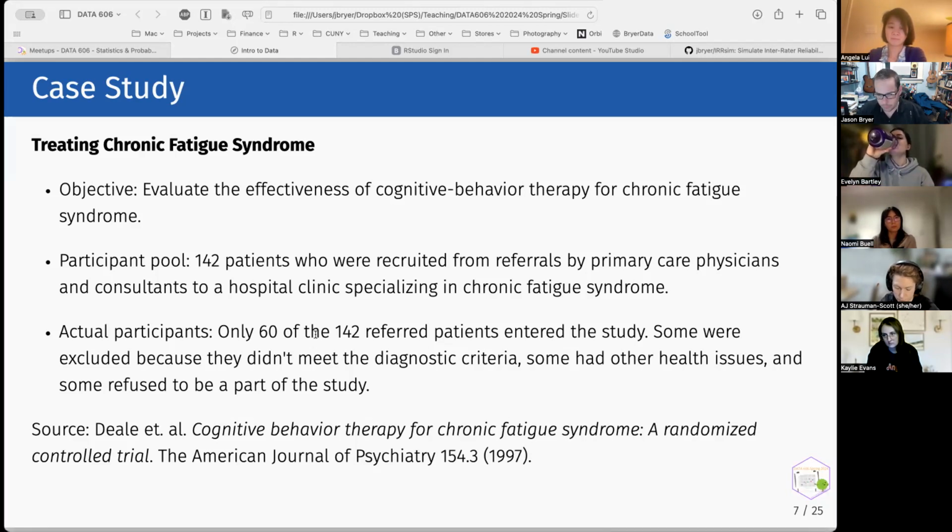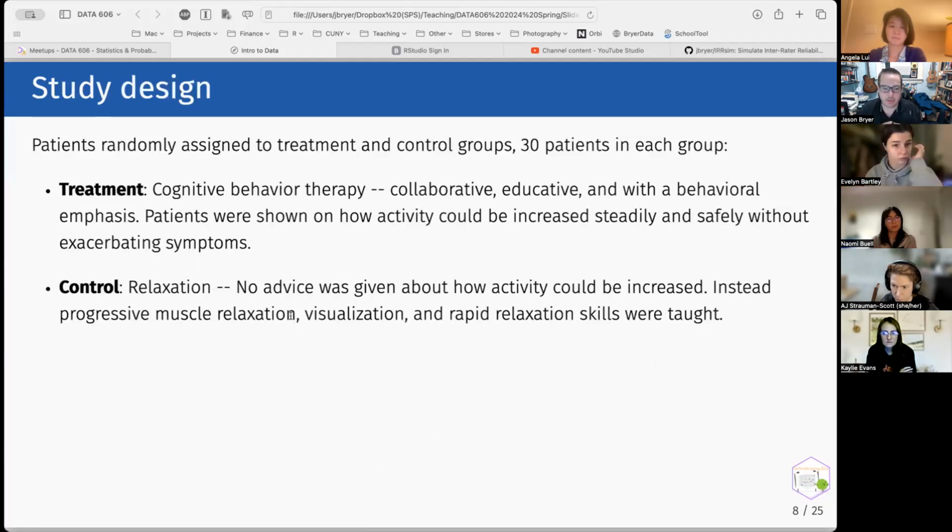So right away, I'm looking at this study, and the fact that fewer than half actually participated in the study brings up issues of bias, right? And those are things we're going to have to look at in terms of how we can make our conclusions and inferences.